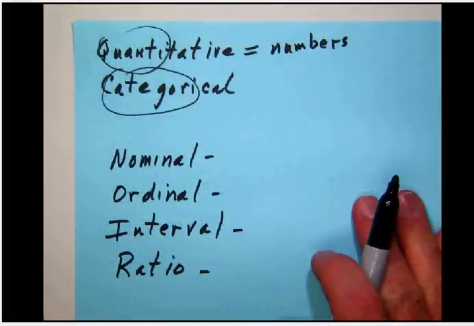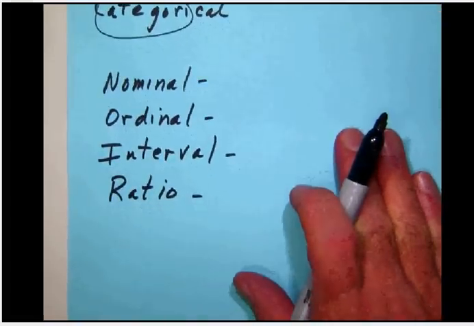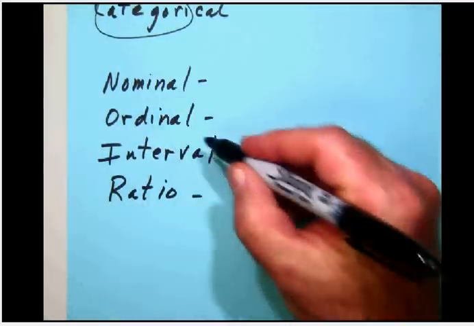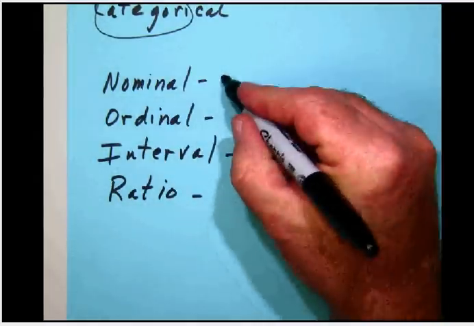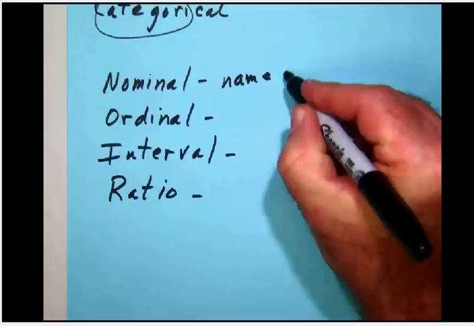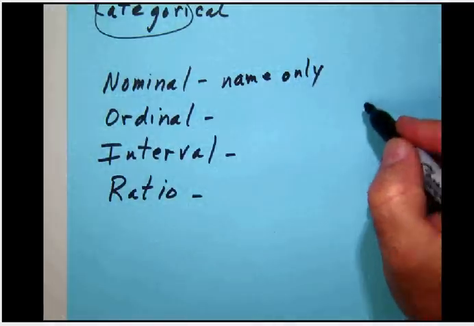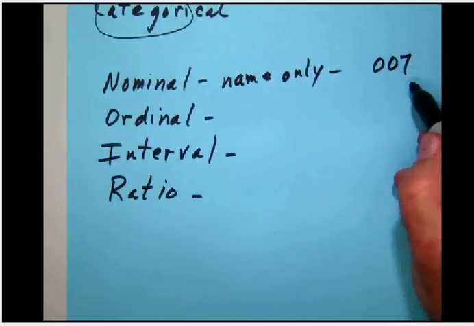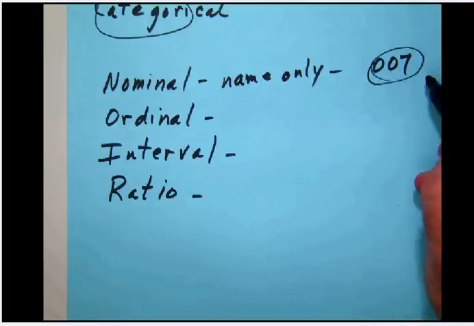As they talk about the levels of measurement, first of all, numbers can be used in several different ways. First of all, nominal means name only. So what I think about here is James Bond, Agent 007. They've taken away his name and given him a number instead. Think about the numbers on a basketball jersey. Think of area codes. These numbers are basically just used as names for things.